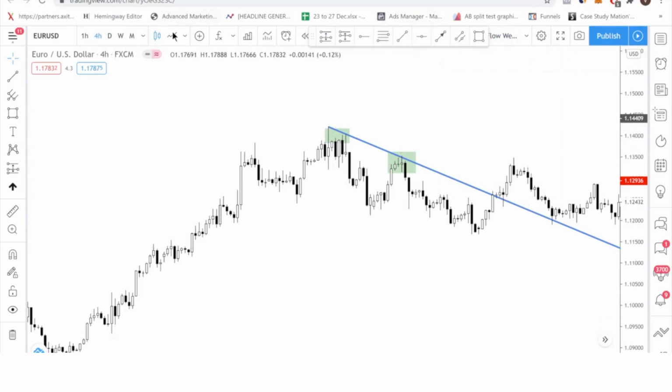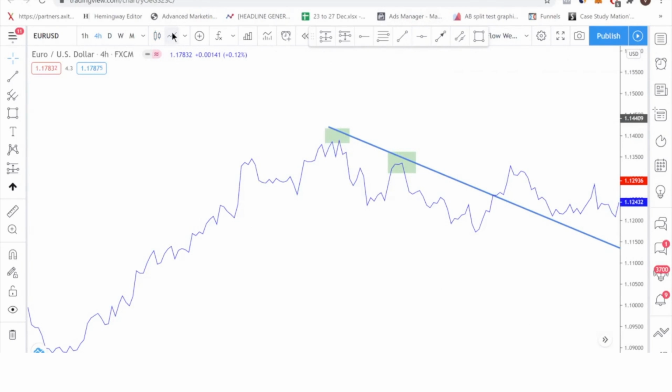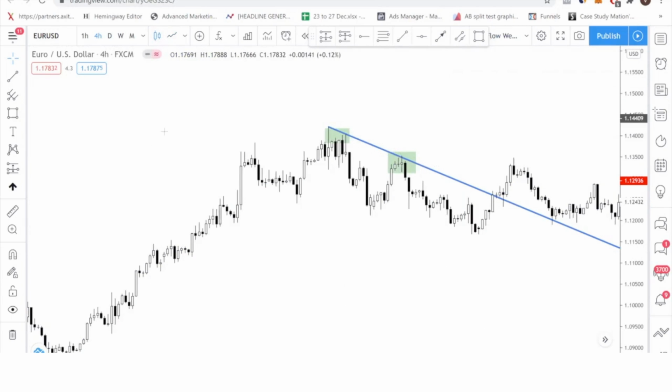The first thing that I want to show you is that you can always switch to the line chart. If you cannot identify swing points, you are not very good at identifying them, you are new, switch to the line chart. The line chart will show you the turning points in the market, the major turning points. So you have this swing high, you have this swing high. That's the first tip I have for you.